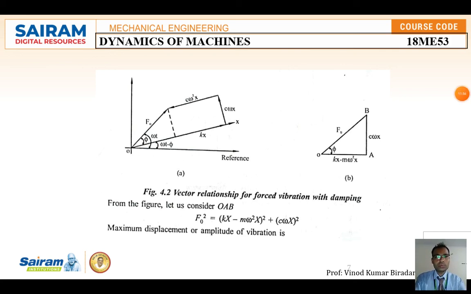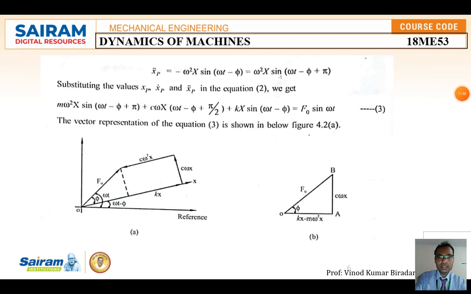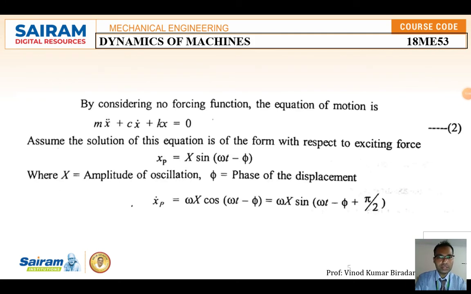I hope you understand this derivation and definitions.